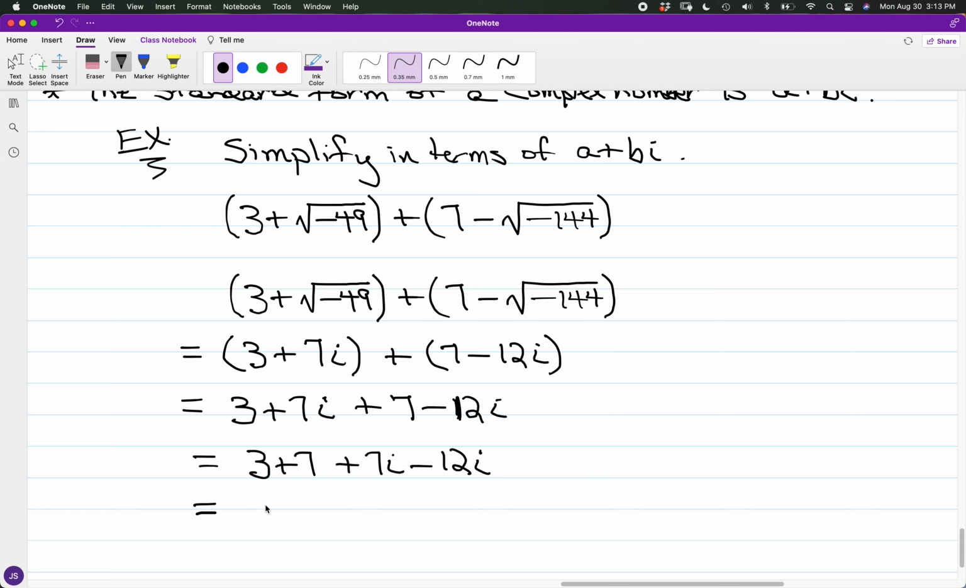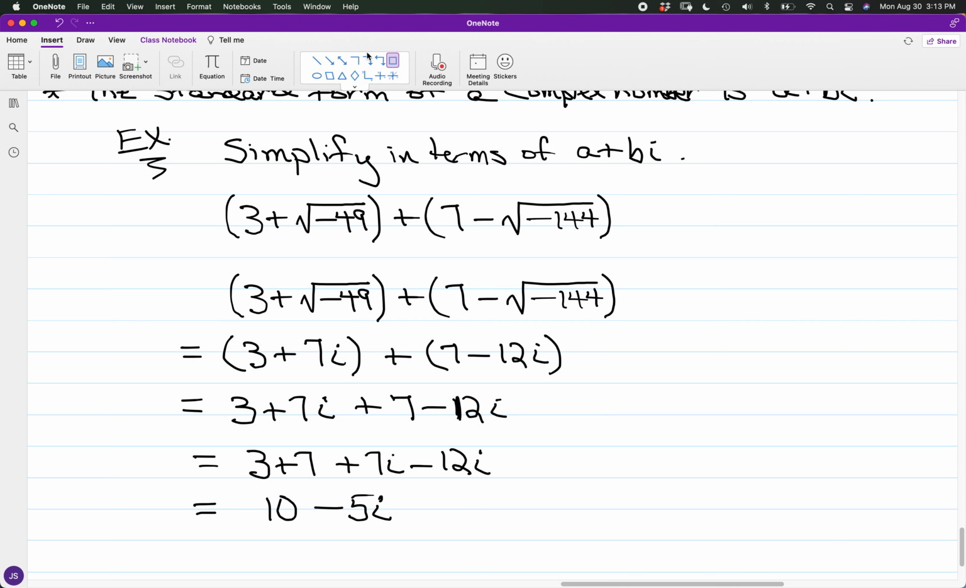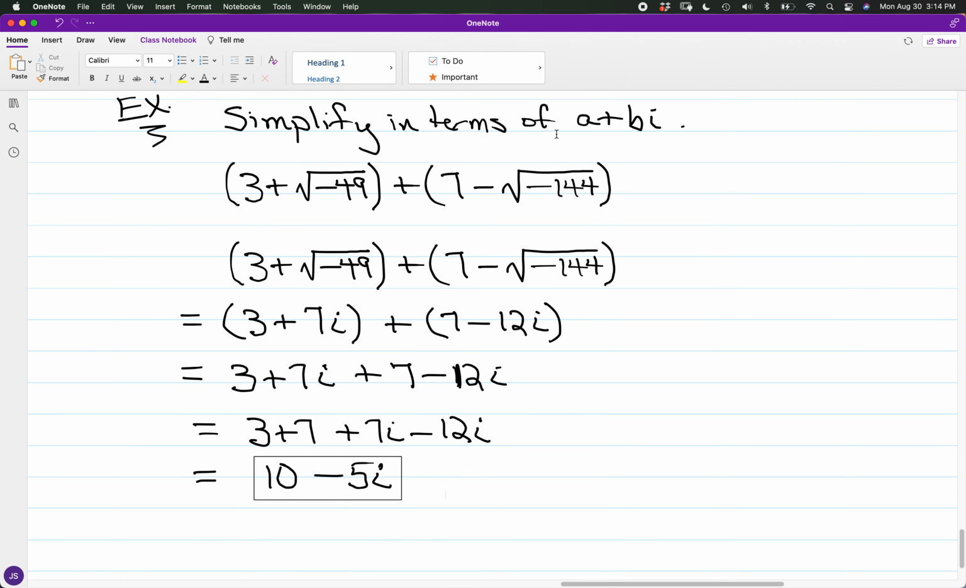And for the a plus bi form, we have 3 plus 7 is 10, and 7i minus 12i, we have minus 5i. So your a would be 10, and bi would be where b is negative, where we have minus 5i. So this is a sample of a complex number that is in standard form. You have a numerical coefficient, and then following this will be an I term, like in the case of 10 and negative 5i.